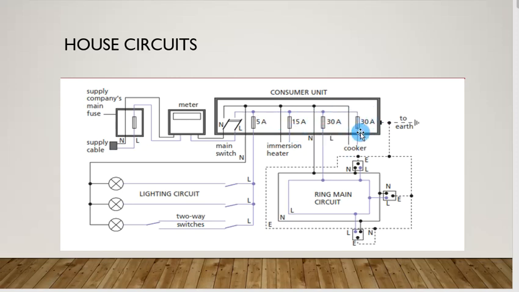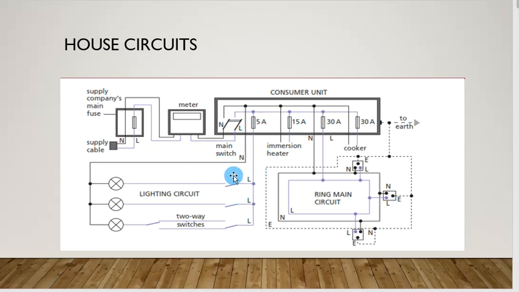So we have a 30 amps circuit breaker which is connected to the cooker. The cooker is an electric stove. Then we have another 30 which is connected to the ring main circuit. We shall talk about the ring main circuit and what it is. And then we can have an immersion heater or a geyser sometimes connected also. So we may have a 15 amps immersion heater, and we have a 5 amps breaker that is connected to the lighting system of the house.